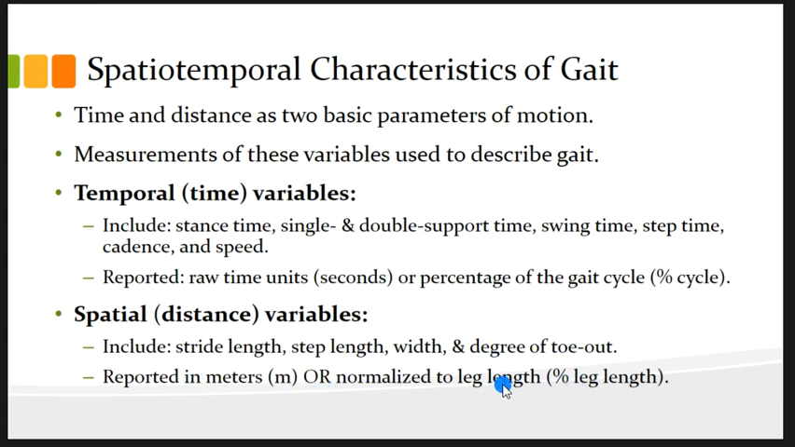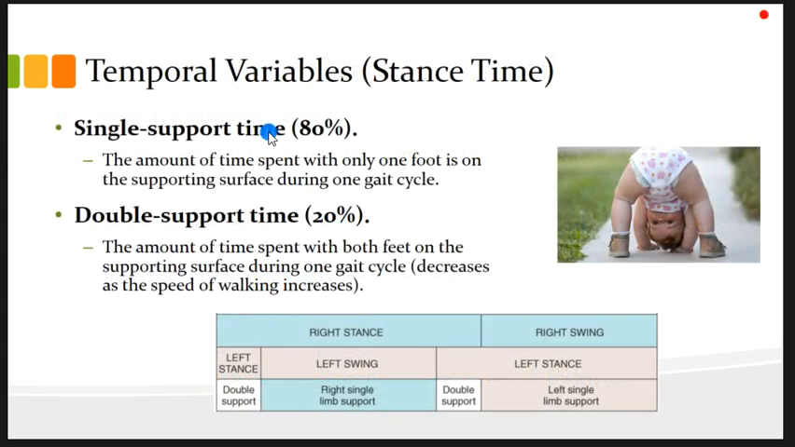How much as a percentage is one limb compared to the other limb in terms of the stride length for each? How far does someone walk? Those are distance variables versus time variables. And that seems to make sense probably.